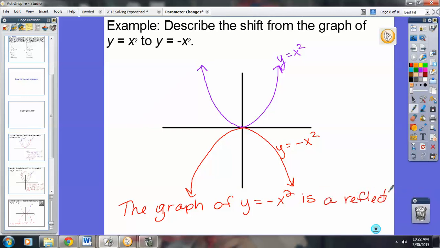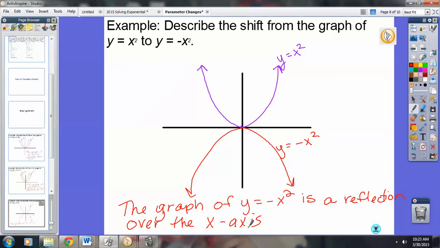Specific. Instead of just saying a reflection, it's a reflection over which axes? Which axes are they reflected over? So the graph of y equals negative x squared is a reflection over the x axis.